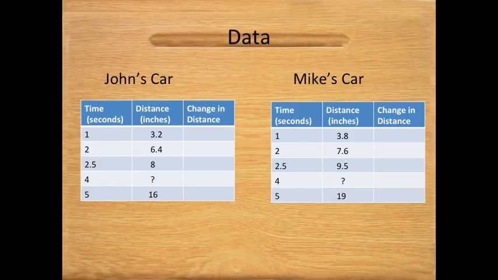Here, looking at Mike's car, it traveled 3.8 inches in 1 second, 7.6 in 2, and so on. And again, someone missed it at 4 seconds. Could we fill that in? Looking at the information, looking at the patterns, this constant rate of change, how it's changing. If we graph this and look at the line, which is steeper, this starts them thinking about this constant rate of change.